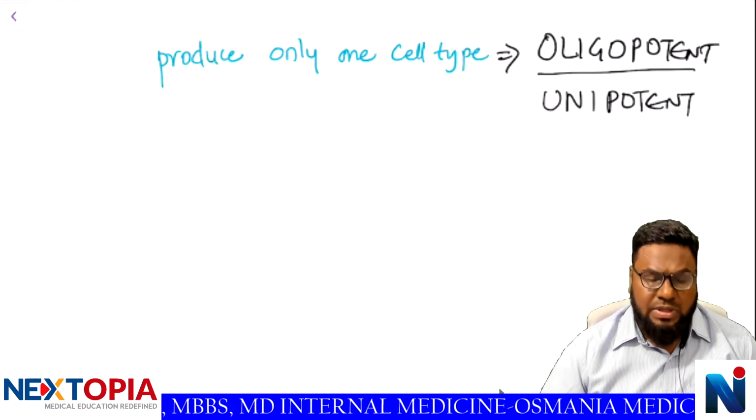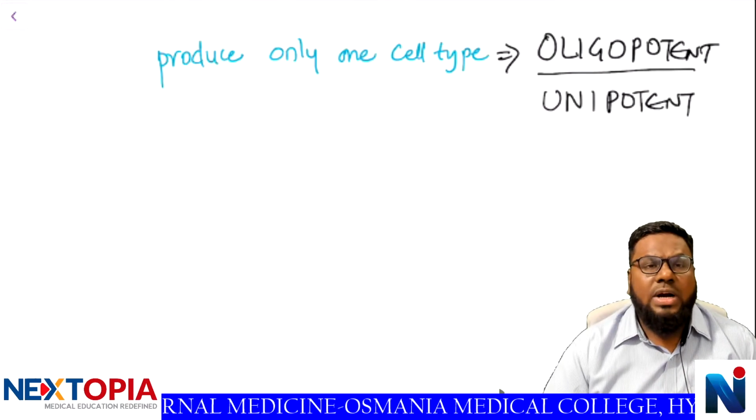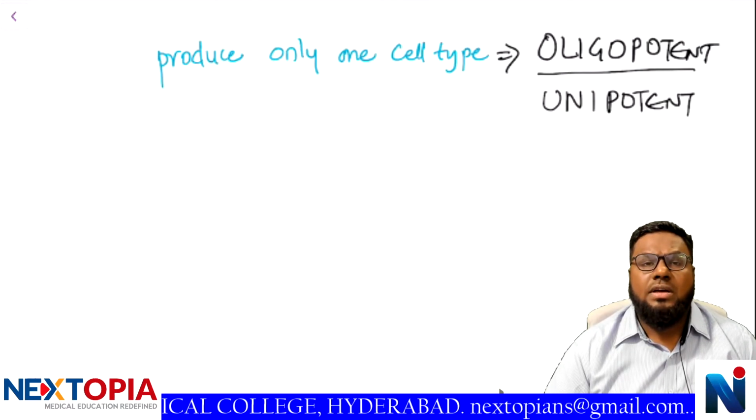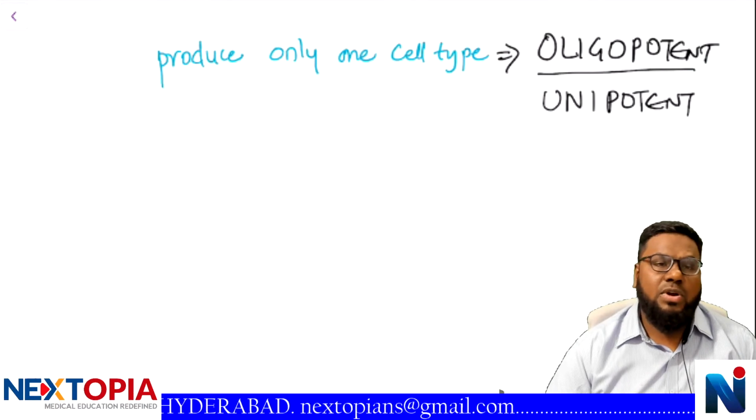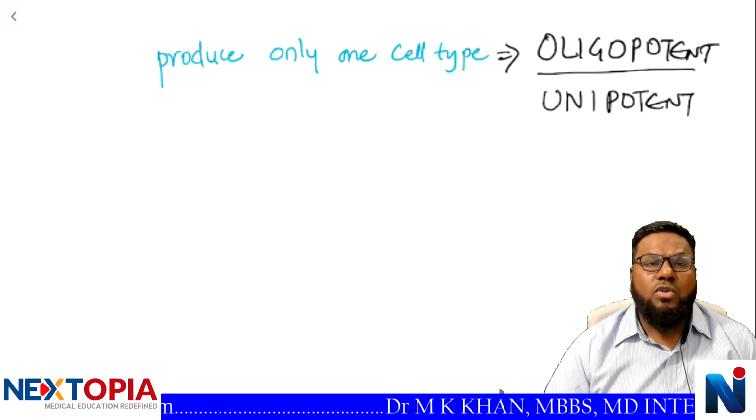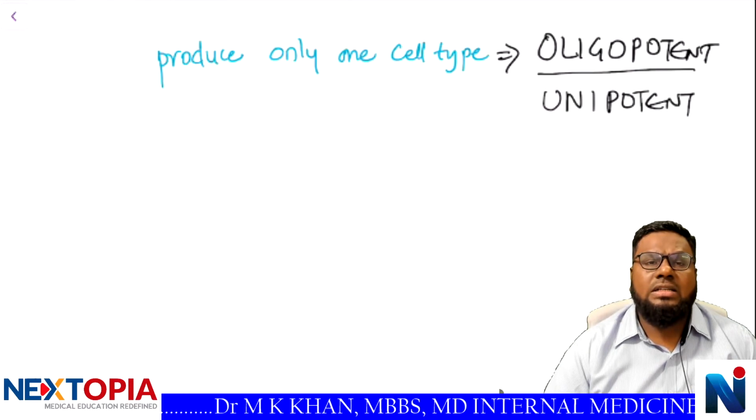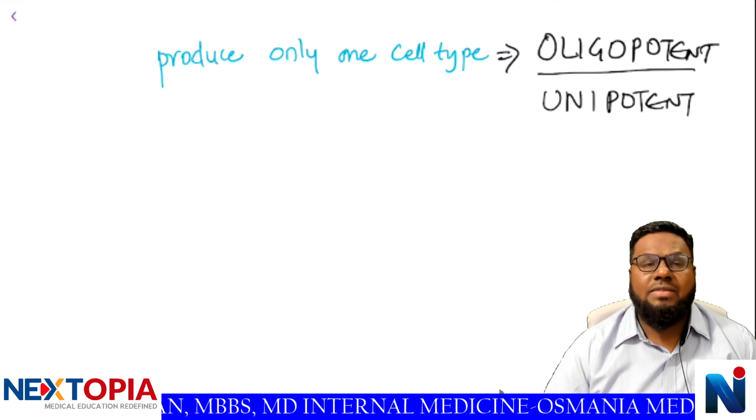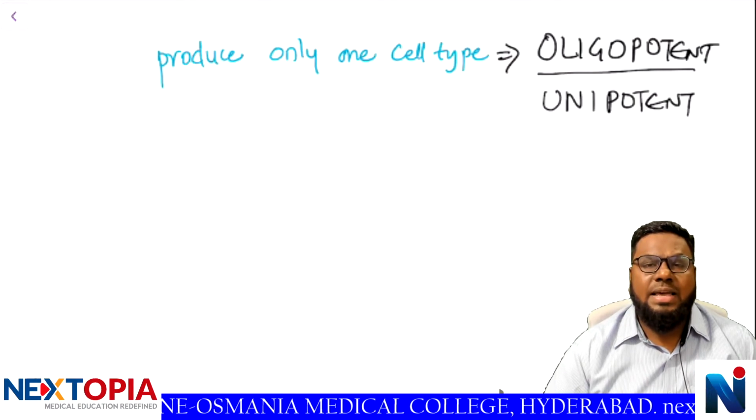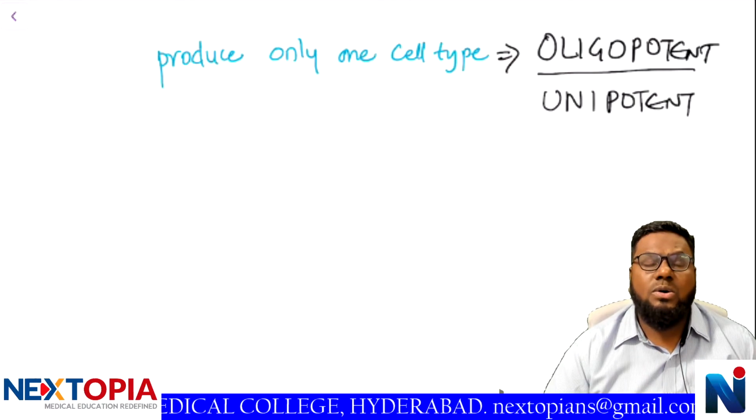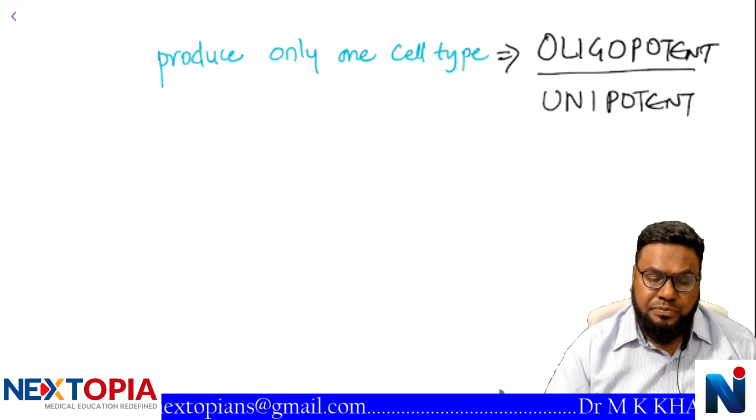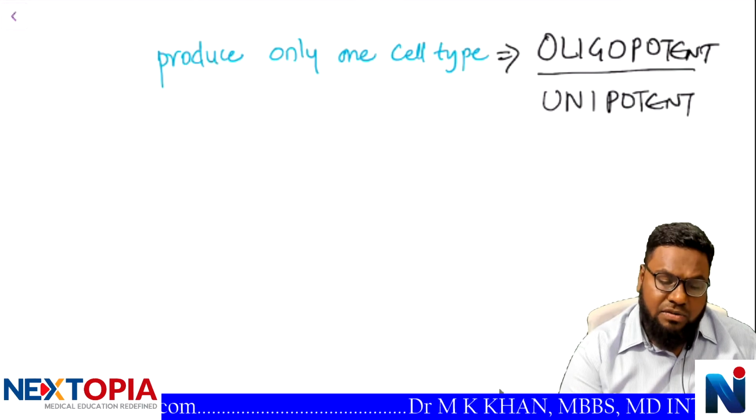So what is a totipotent cell? A totipotent cell has the capacity to differentiate into embryonic as well as extra embryonic cells. What is a pluripotent cell? All the cell types of the embryonic body develop from pluripotent cells. What is a multipotent cell? More than one cell type is multipotent. What is an oligopotent cell? Only one category of cell is produced.